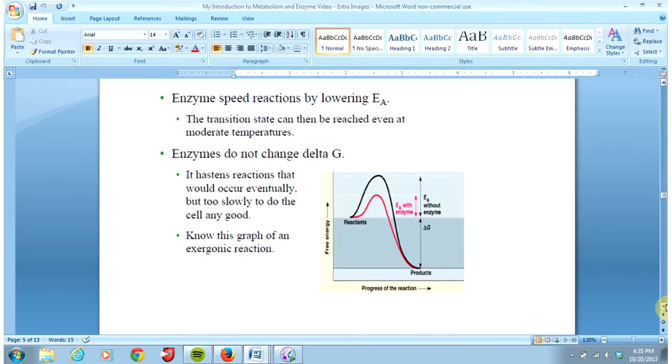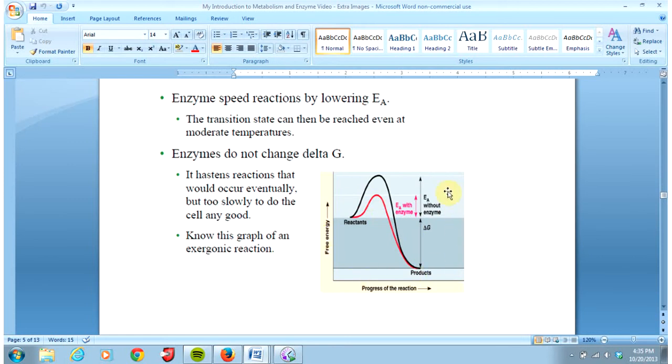Enzymes work by lowering the activation energy required. So even when we have moderate temperatures that your body's cells can survive at, we can still get over that activation energy barrier since the enzyme has lowered it. They don't change the overall delta G, or free energy change, which is the change from the reactants to the products. That's still the same. All they do is lower the activation energy.